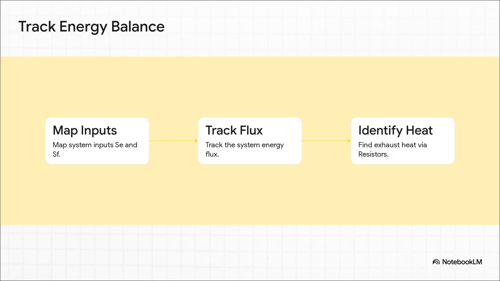So, the crucial point is this simple 3-step procedure. This is your main learning goal from our source material today. Step 1, map your system inputs. Find your SE and SF. Step 2, track the energy flux. Actually follow where the power is trying to go. And step 3, identify exactly where that energy exits the system as exhaust heat via your resistors. If you can follow these 3 steps, you can solve the leaky pipe mystery in absolutely any process you ever encounter.